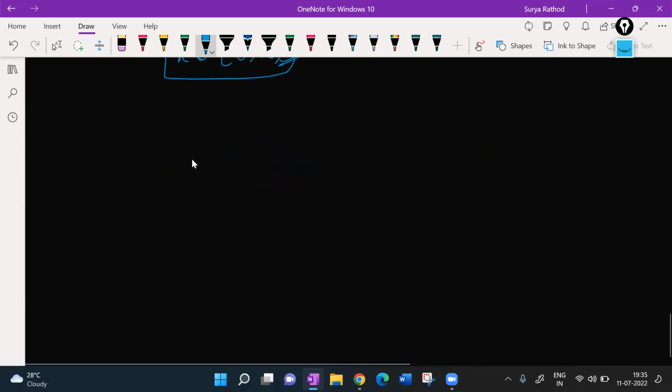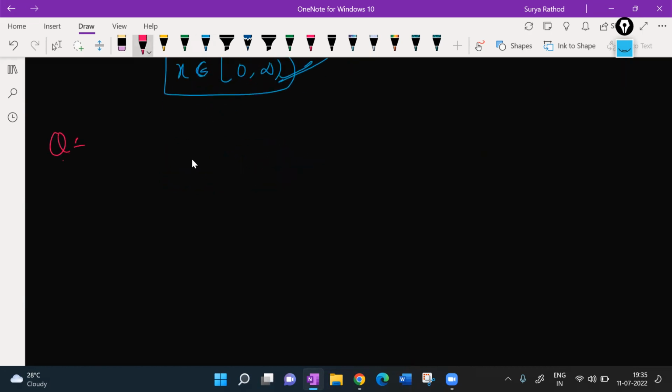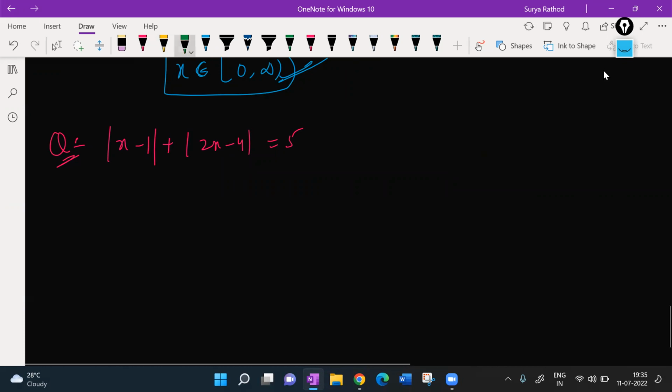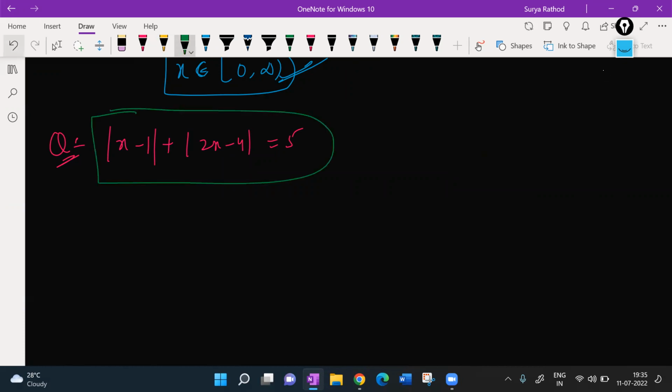I'll give a simple question, one more question similar to that. I'm expecting an answer within a minute, so you need not write neatly. Tell me the answer quickly. Modulus of x minus 1 plus modulus of 2x minus 4 is equal to 5. Tell me the answer quickly, within a minute. I have explained it to you in detail. I just want your answers within a minute. Let's see how many of you make it within a minute.